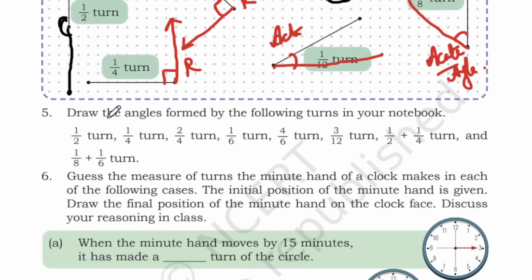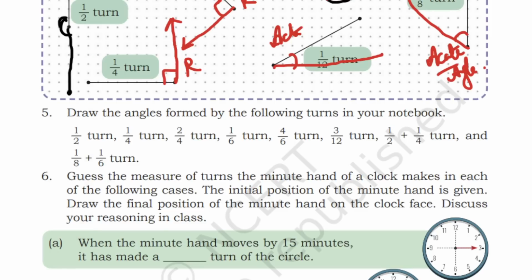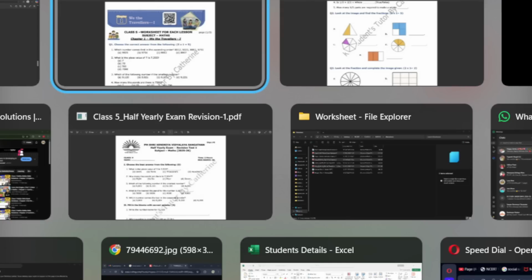Next we have: draw the angles formed by the following turns in your notebook. So we have a half turn, 1/4 turn, 2/4 turns, 1/6 turn, 4/6 turns, 3/12 turns, and half plus 1/4 turns. These are very simple, students. I'm going to make each one for you.